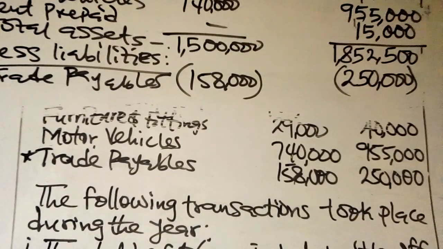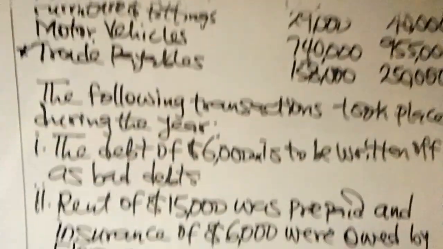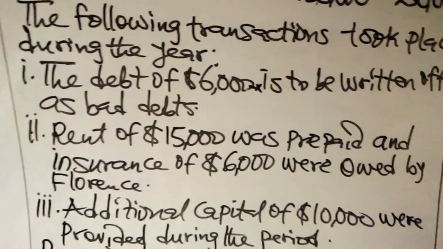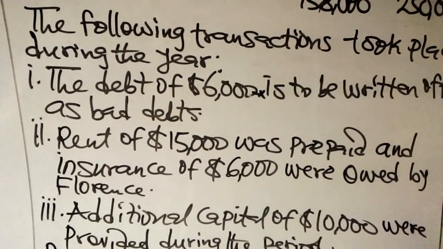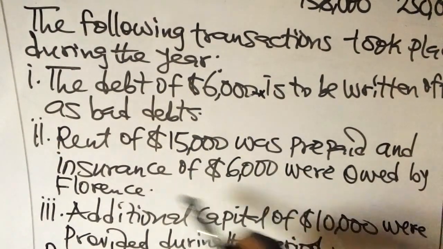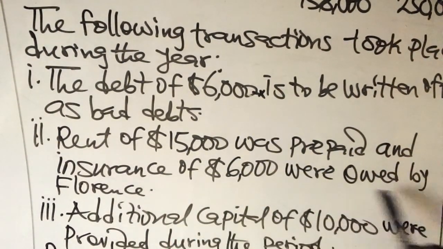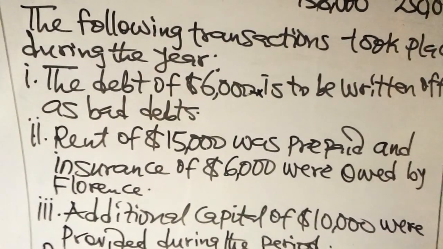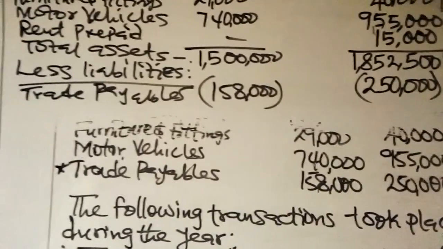Then let's check the footnote. Note 1 is bad debt, which has been considered. Note 2, we have rent of 50,000 was prepaid. Prepayment is an asset, and that has been considered. And insurance of 6,000 was owed by Florence. Insurance owing is a liability.